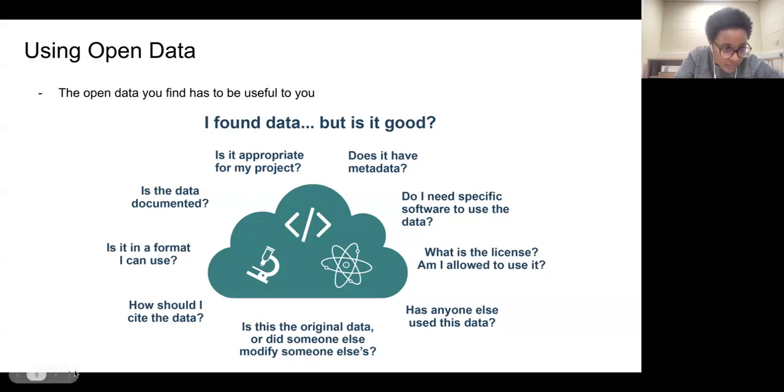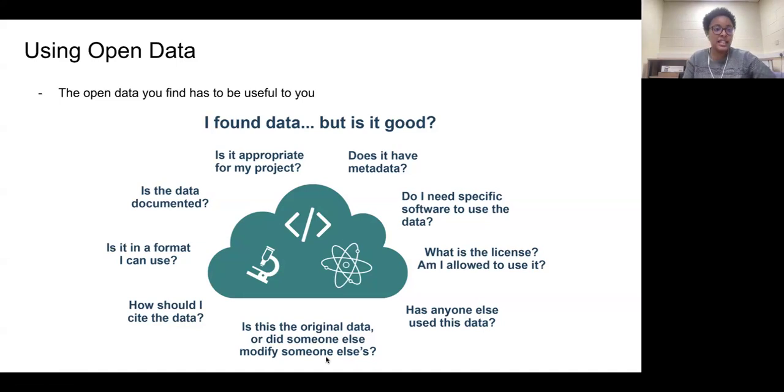There's a point: how should I cite the data that I'm using? So a key aspect to always think about when you're using open data is that you want to cite or acknowledge the person who created this data set. Another thing which was also brought up: are you using secondary data? Is this primary data? So is this the original data, or did someone else modify someone else's data?